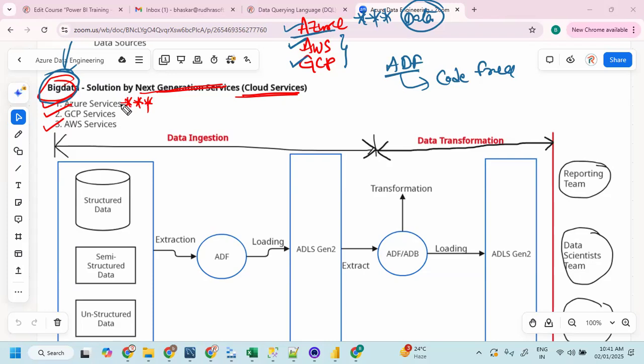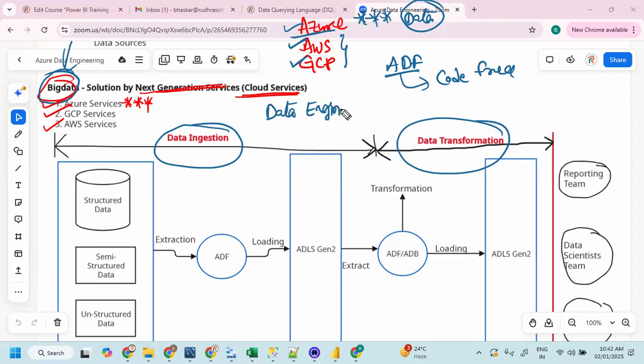So as a data engineer, we are going to have two primary responsibilities. One is data ingestion, and the other is data transformation. These two are the primary responsibilities of data engineers. Wherever you are going to do it, that may be Hadoop, Spark, Databricks, or AWS, or anywhere, wherever you are going to provide a solution for your big data, the primary responsibilities of data engineers are data ingestion and data transformation.